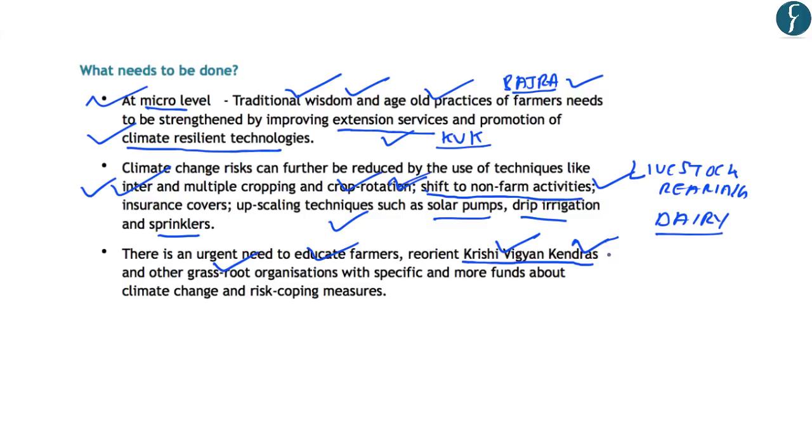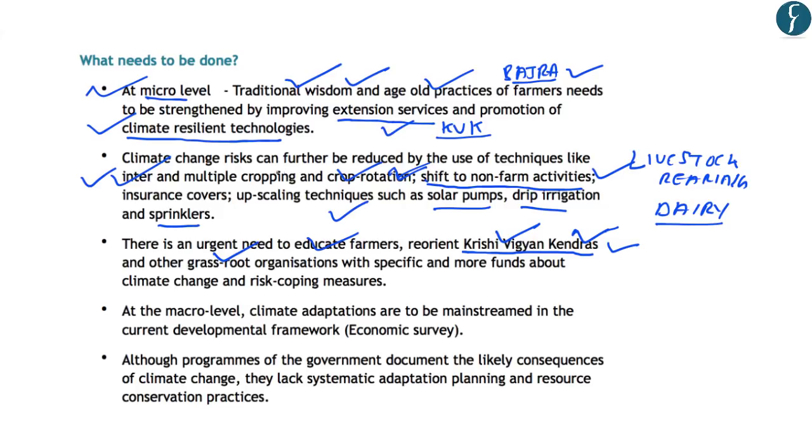So these Krishi Vigyan Kendras should be strengthened to provide farmers with the information related to risks which are associated with various crops in times of droughts. So this can be one intervention which can help the farmers in fighting the risks of climate change.